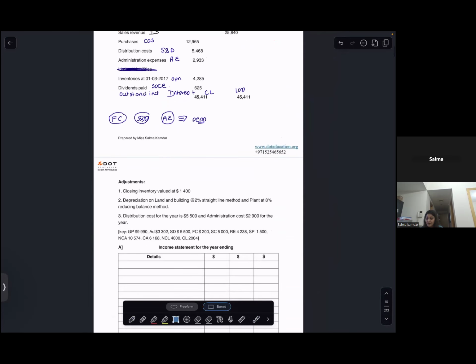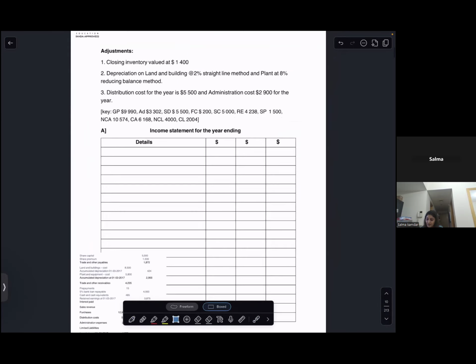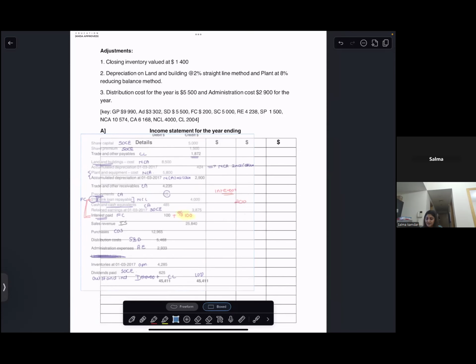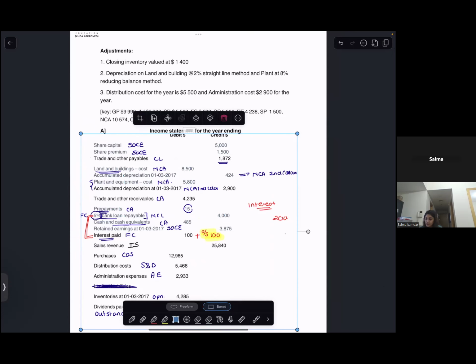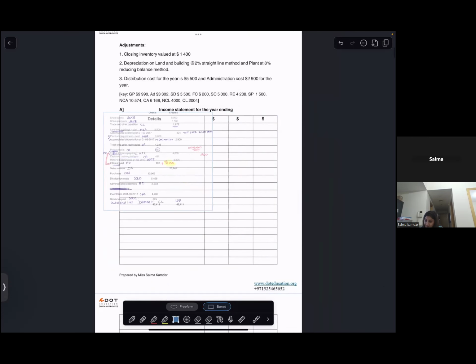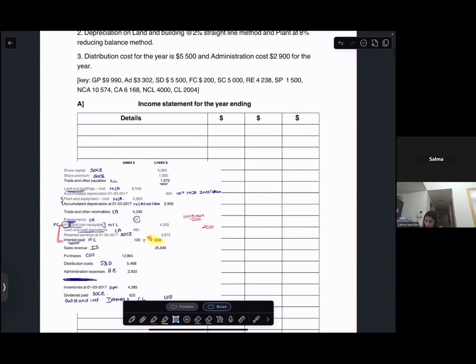I'm still not preparing the income statement. I have still not prepared my statement of financial position. I am only working on my markings, if you see. Are you with me? Okay, fine. Now I see over here closing inventory. Where would this go?